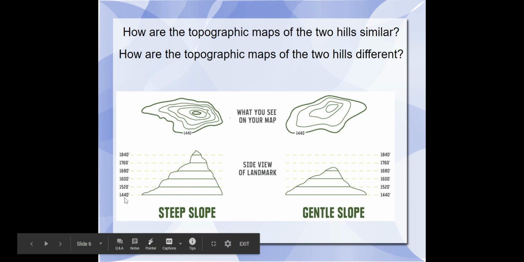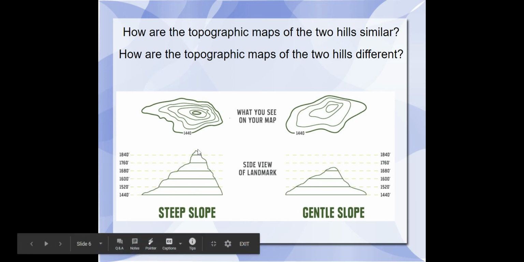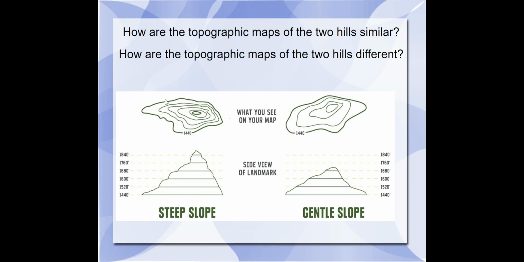Hopefully you said that these both have the same scale. They both are cut into slices or layers. They both have the topographic map above them. They have lines. They both start with the 1,440 feet for their outermost line. Some differences. The steep slope is much higher than the gentle slope. The gentle slope has fewer contour lines than the steeper slope.